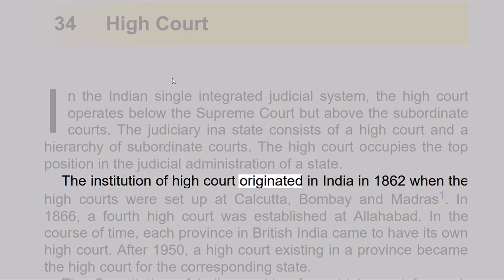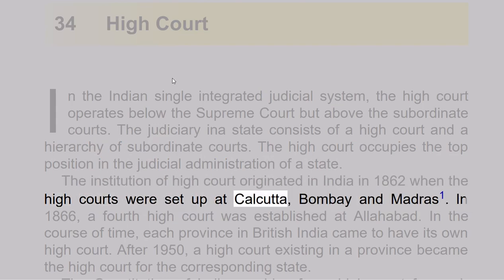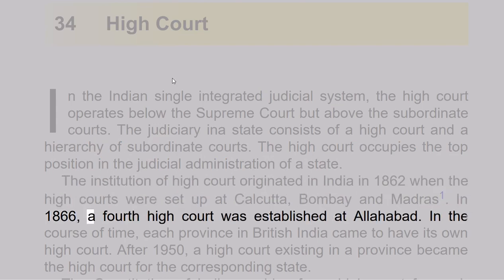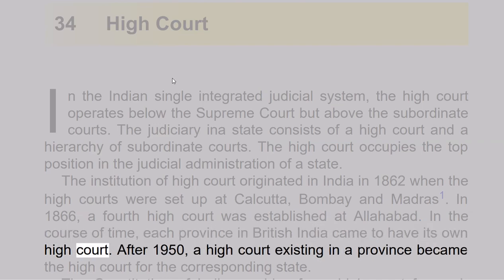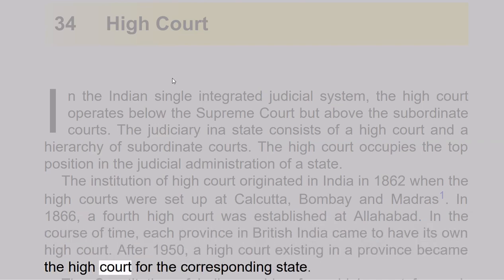The institution of High Court originated in India in 1862, when the High Courts were set up at Calcutta, Bombay and Madras. In 1866, a fourth High Court was established at Allahabad. In the course of time, each province in British India came to have its own High Court. After 1950, a High Court existing in a province became the High Court for the corresponding state.